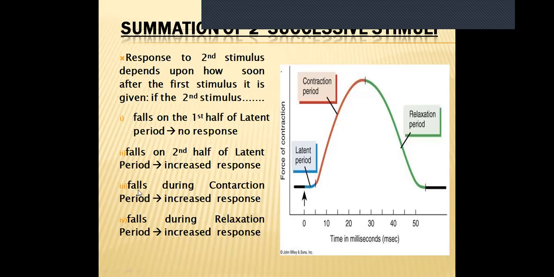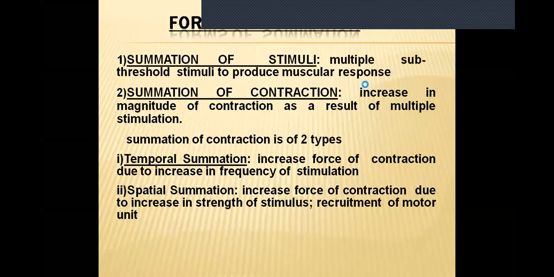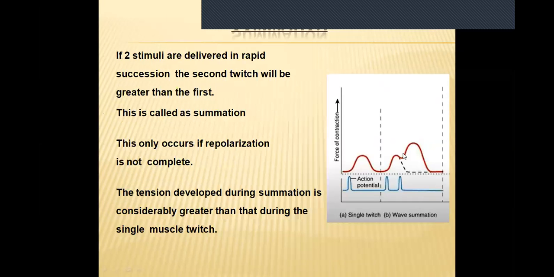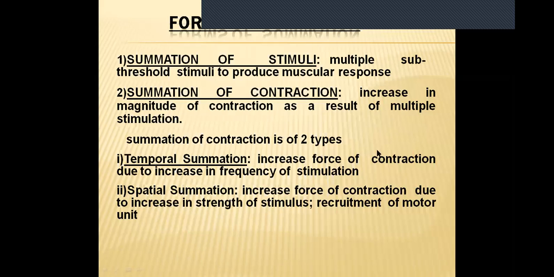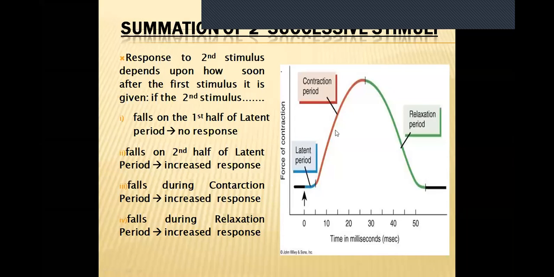And if the second stimulus falls during the contraction phase of the first stimulus, as we have seen in the previous slide, the increased response will be there. So increased response will be seen if the second stimulus is given in this contraction phase. If the second stimulus is given during the relaxation phase also, before the relaxation is finished, increased response will be seen. So this is the summation of two successive stimuli.